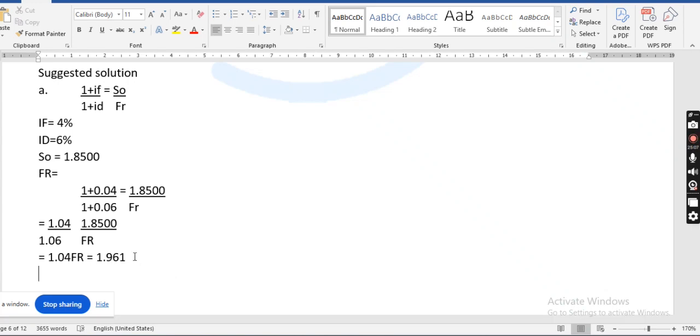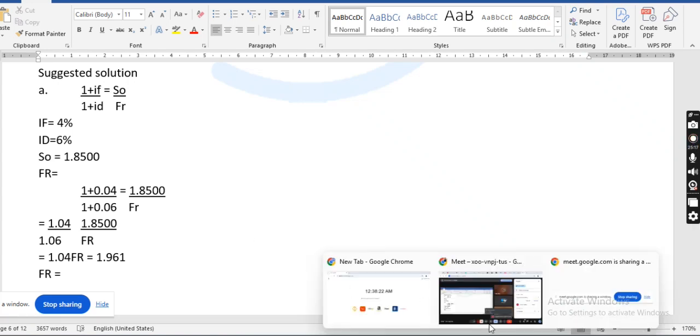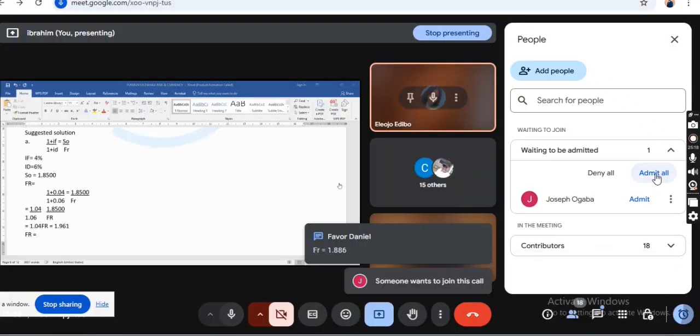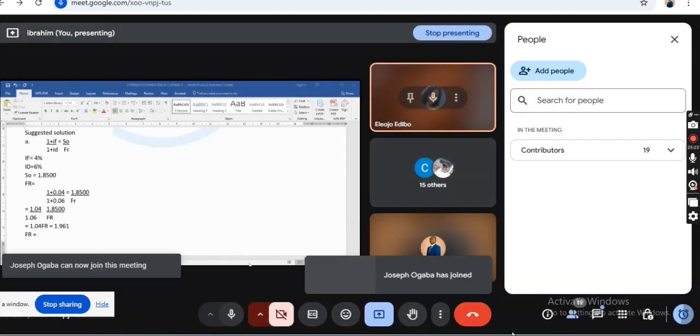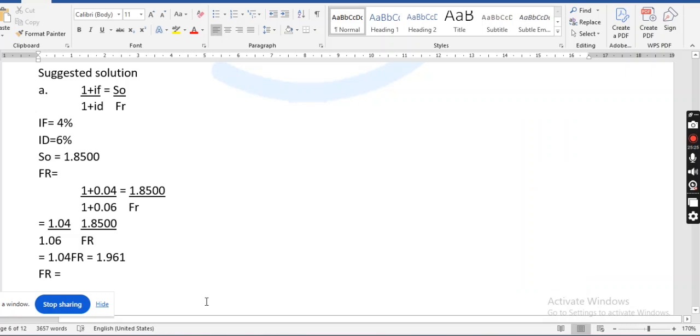Okay, so you divide both sides. When you divide both sides by 1.04, so forward rate is equal to what? What is the forward rate? 1.8856. Okay, thank you. So the forward rate is 1.8856. This is for a year.